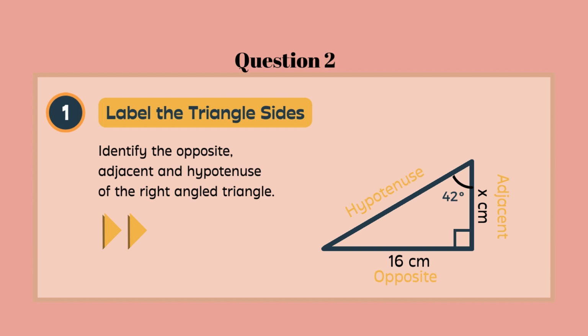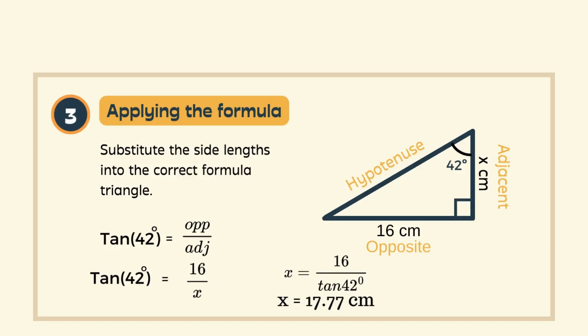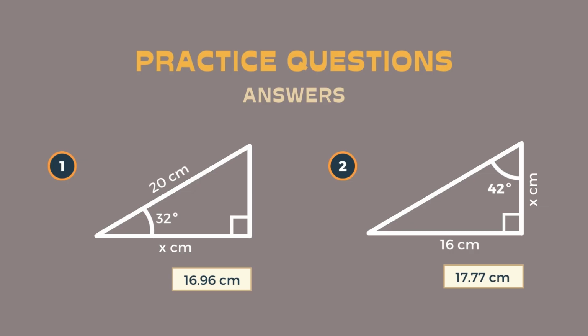The formula I am going to use in this case is the tangent, the TOA, which is opposite divided by the adjacent. So if I plug in my figures, I have that tan 42 degrees will be 16, which is the opposite, and the adjacent is x, so 16 over x. So my x is equal to 16 divided by tan 42 degrees. If I go ahead and solve for that, I get 17.77 cm. So that is the answer.